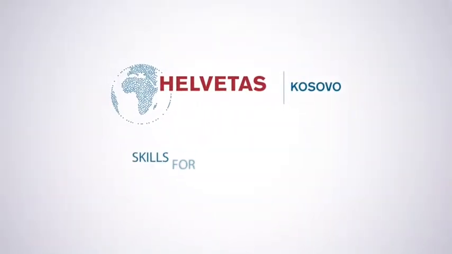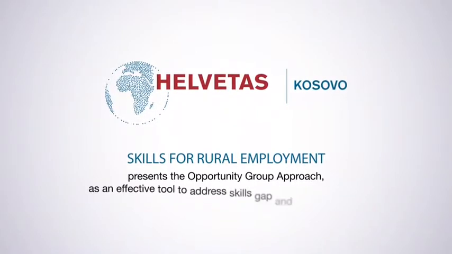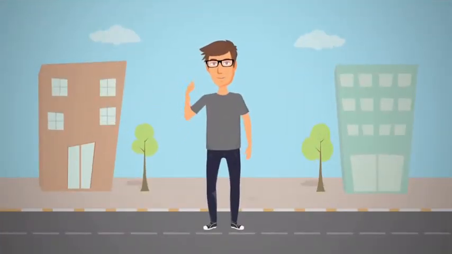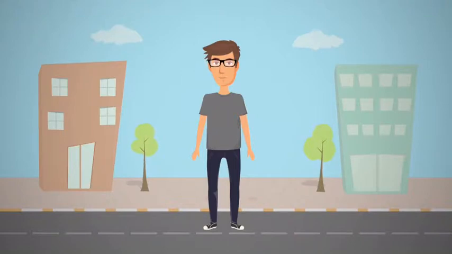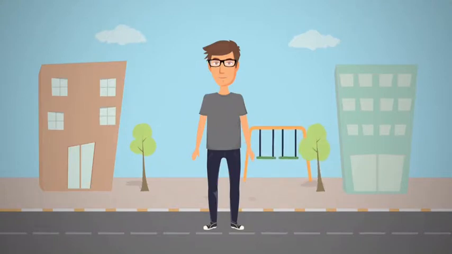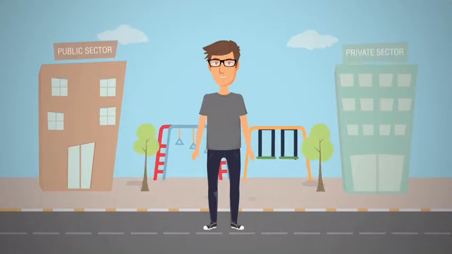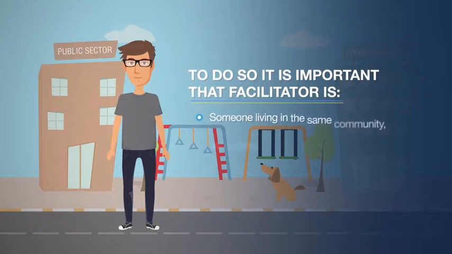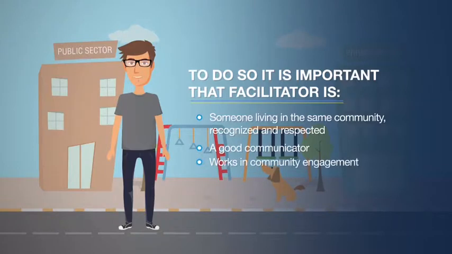Helvetis Kosovo, Skills for Rural Employment, presents the Opportunity Group approach as an effective tool to address skills gap and unemployment. Hi, I'm Don, and my job is to facilitate income and employment opportunities through skills development programs. My job is to support everyone to do their best thinking and practice. Engage youth, community, public and private sector, actors of local system to connect and find a place in collaboration according to their capacities, resources, and interest. To do so, it is important that the facilitator is someone living in the same community, recognized and respected, a good communicator, works in community engagement, understands processes, and is well informed.